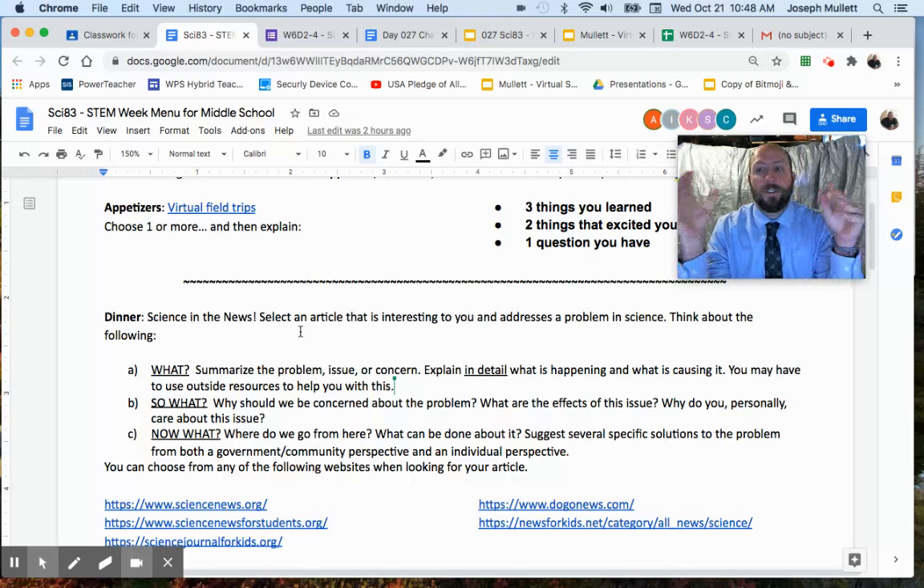Then, once you've figured out a problem or a concept, the so what portion. Why should we be concerned about the problem? What are the effects of this issue? And why do you personally care about this issue? This is the important part. Why do you care about it? It should be the motivation for why you're learning about this. And then you should be able to explain why you think this is an issue we should be concerned about, and what the effects of this issue are.